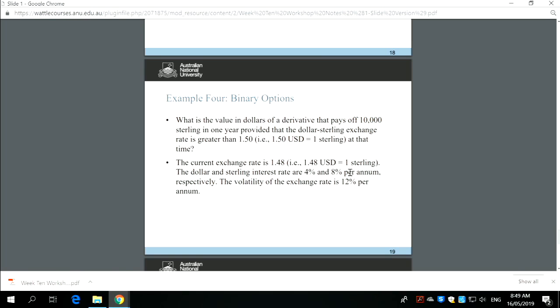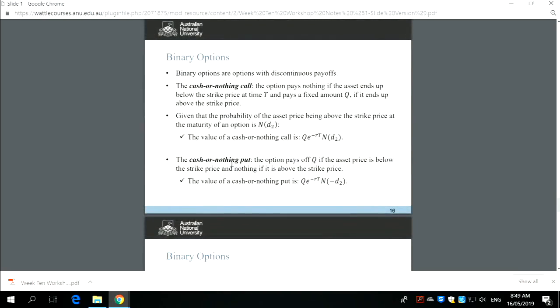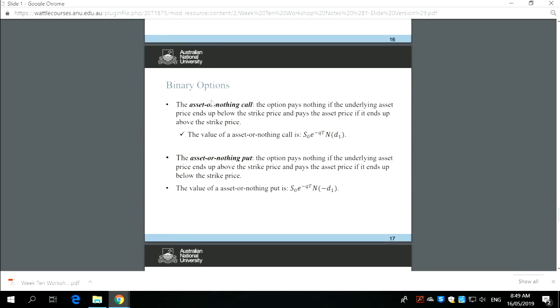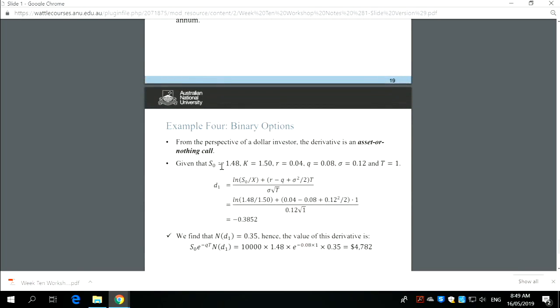Okay, if that's the case, then we know how to value the asset-or-nothing call option, because we learned earlier it is determined by this equation here, which is simply the spot price times N(d1). So the first thing we need to do is work out what d1 is. Then we need to find the corresponding probability for d1. So we have everything we need to calculate d1.